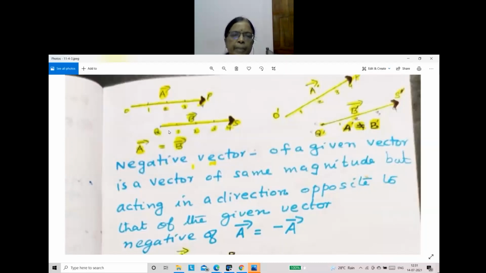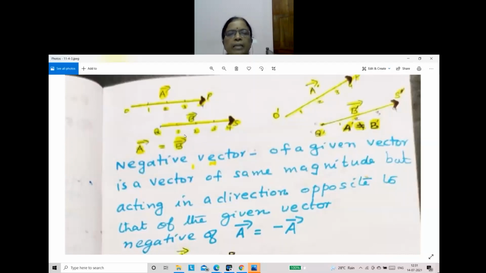And I have drawn another vector, vector B. It's also having 4 centimeter length. 1, 2, 3, 4, 4 centimeter length. I named it as vector QS. It's another vector, but its length is same. Direction also is same. So I can say these two vectors are equal. Vector A equal to vector B.